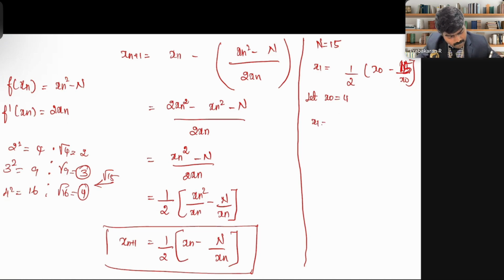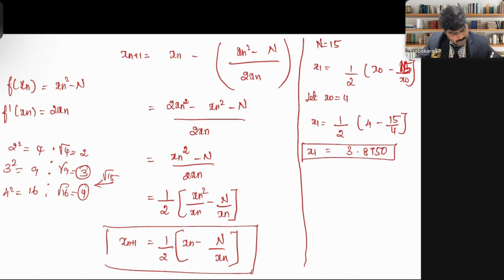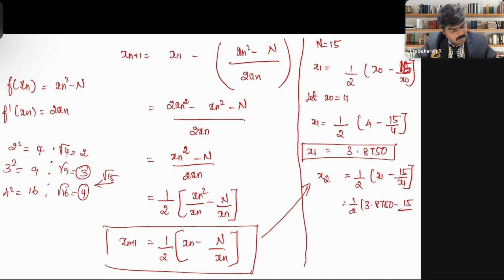So the formula becomes x1 equal to 1 by 2 times 4 minus 15 by 4. The answer is 3.8750. This is x1. Again, for the next iteration, x2 equal to 1 by 2 times x1 minus 15 by x1. Just now we have calculated x1. As we saw in the previous lecture, you can make use of a scientific calculator also, but this is the easiest one. You can go with manual calculation. So 1 by 2 times 3.8750 minus 15 by 3.8750. We are getting x2 as 3.8730.